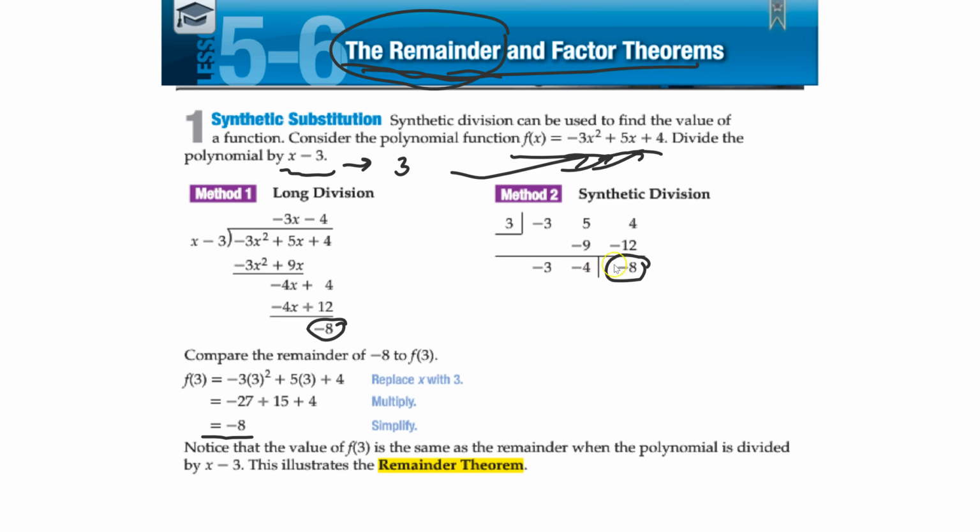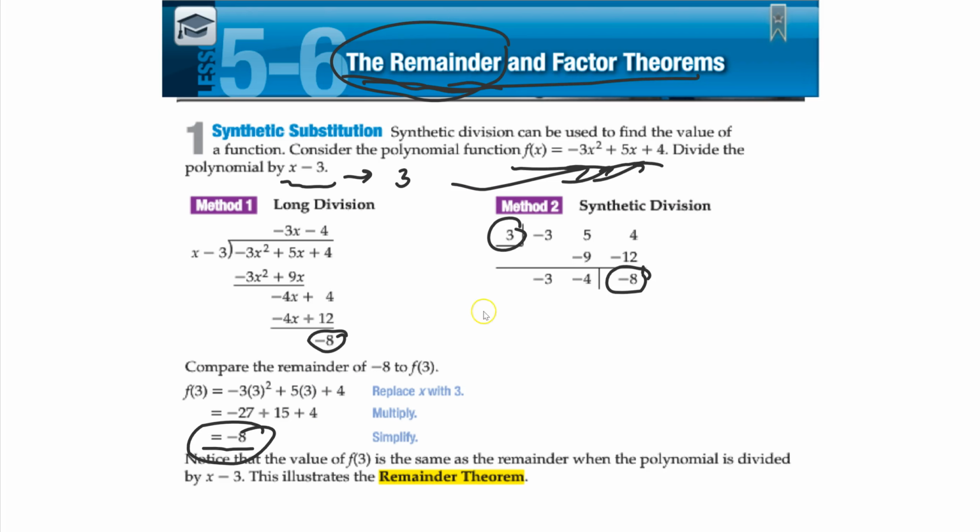It's just another way to get the remainder. If all you care about is the remainder, instead of doing long division or synthetic division, you can just plug it in. So the remainder theorem works two ways. One way is if you're looking for the remainder, you can just plug it in. But honestly, we don't use it that way. What we mostly use is this way.